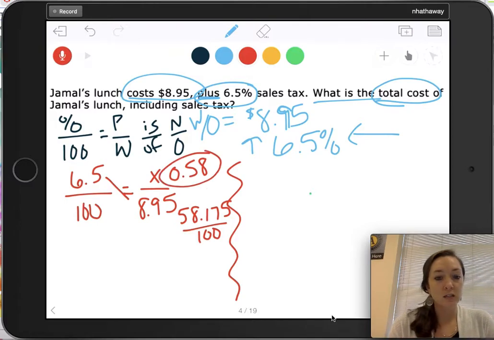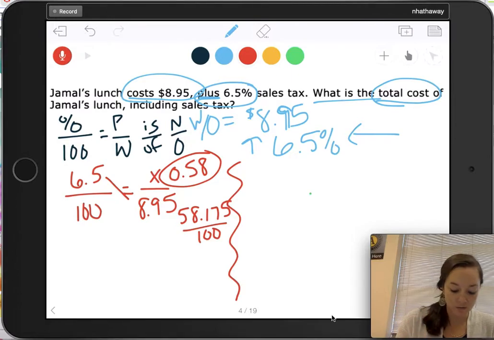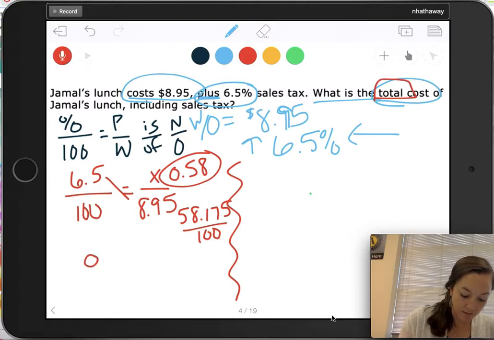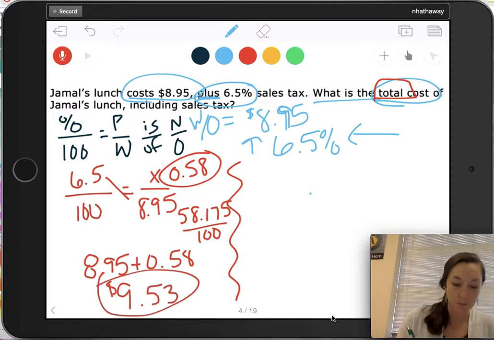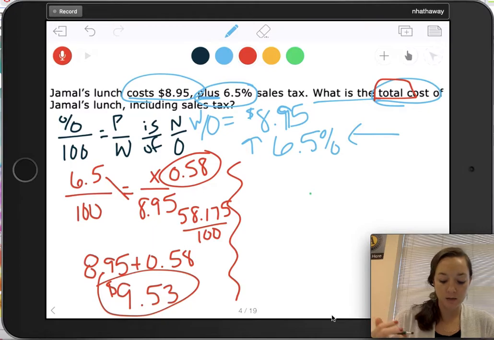Then that is only our tax. So that's just the 6.5%. We have to find the total, remember, total cost. So the $8.95 plus 0.58, so that our total is $9.53. That's how much Jamal's going to pay for the lunch plus the tax.